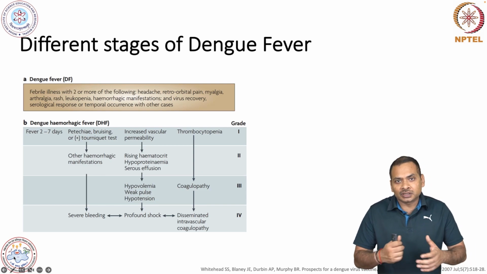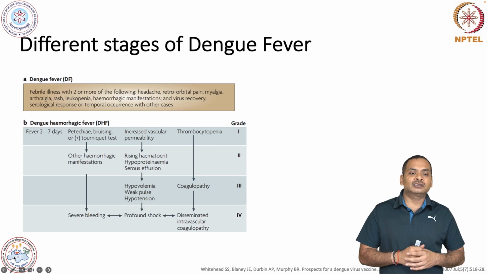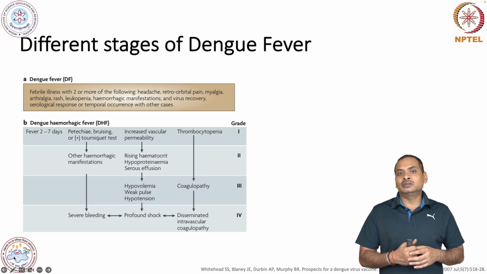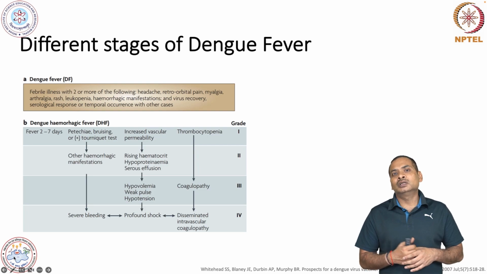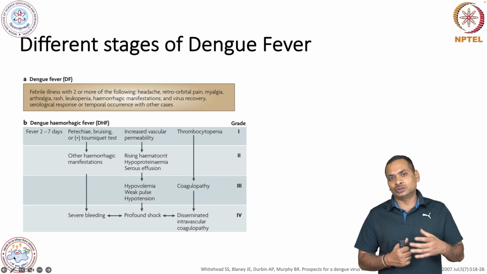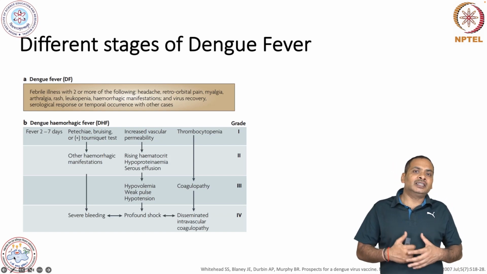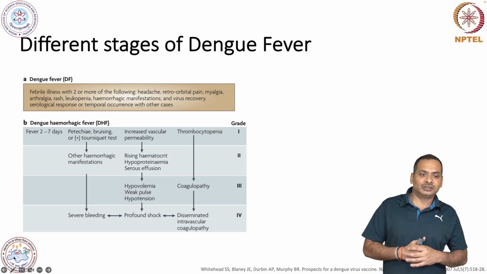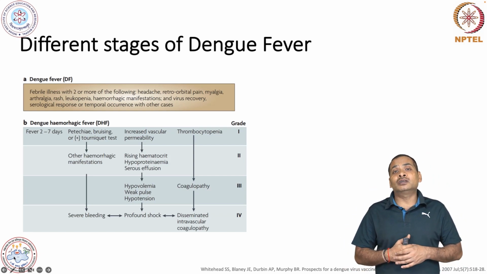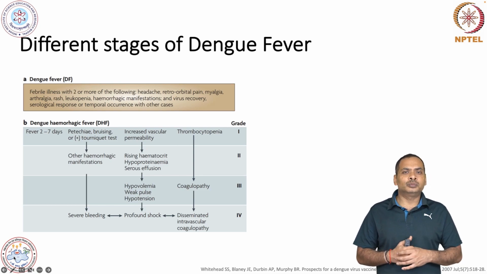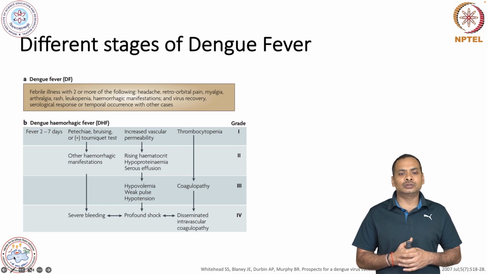Grade 4, which is more risky and dangerous, is characterized by severe bleeding. There will be quite a lot of bleeding. Even if the individual passes stool, it will be a very dark color because of blood, because there is a lot of internal bleeding resulting in black stool. There will be profound shock, a severe hypotension condition. Pulses will be very weak, and heartbeats will also be slow.